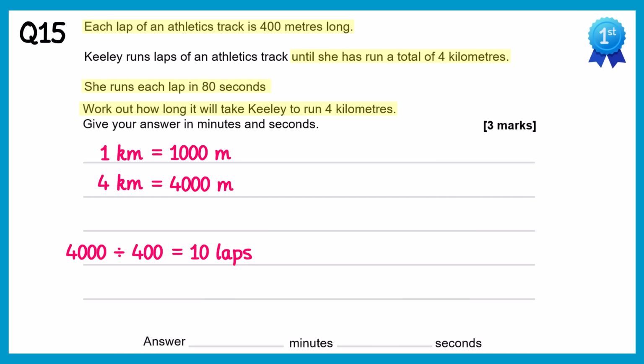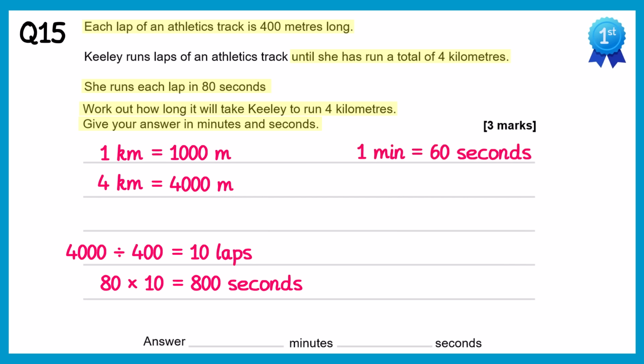So if she's doing 10 laps that take 80 seconds in total, we can do 80 times 10 to get a total time of 800. So we know it will take her 800 seconds, but the question says to give your answer in minutes and seconds. You should know that 1 minute is the same as 60 seconds. If we multiply both of these by 10, we find that 10 minutes is the same as 600 seconds.